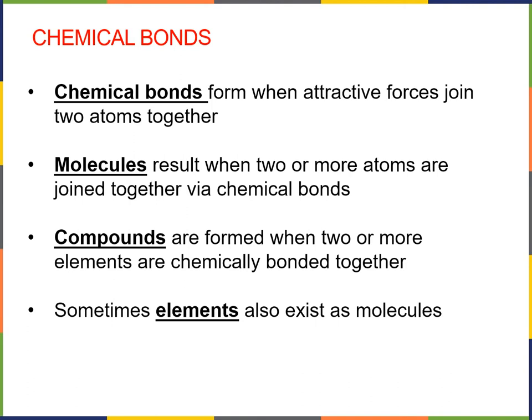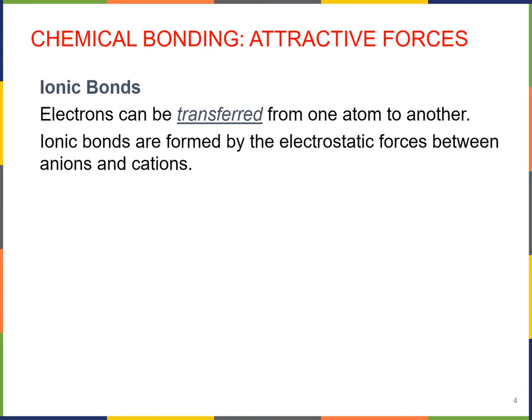This may seem a little bit confusing at first, but I believe the examples that we're going to see in the rest of this lecture will help explain the relationship between bonds and molecules and compounds and elements. There are two types of chemical bonds. Remember, chemical bonds arise from the attractive forces that hold atoms together. The first of these two types is ionic bonds. Ionic bonds arise when electrons are transferred from one atom to another.